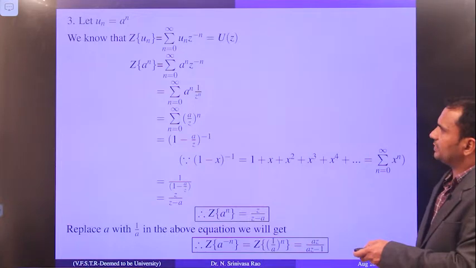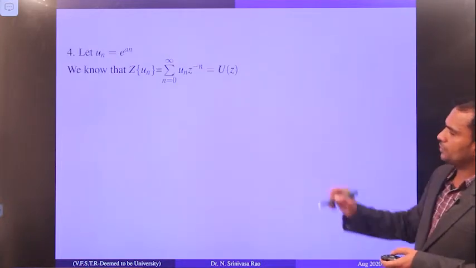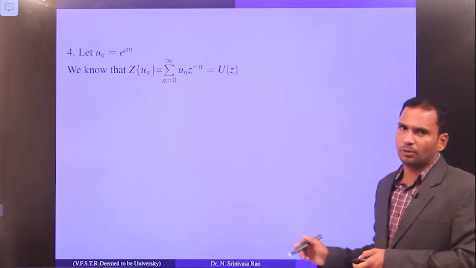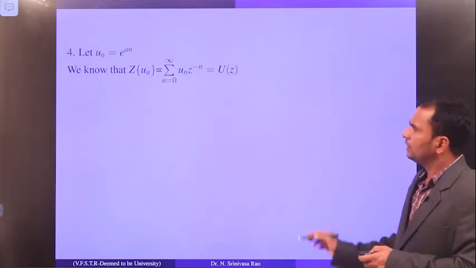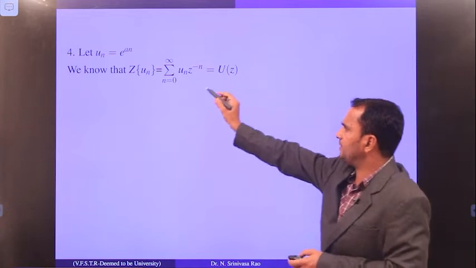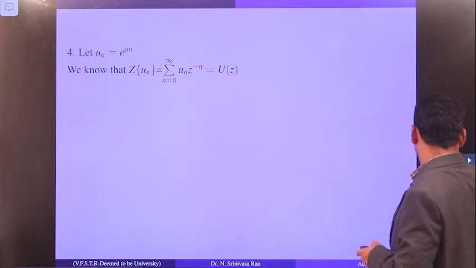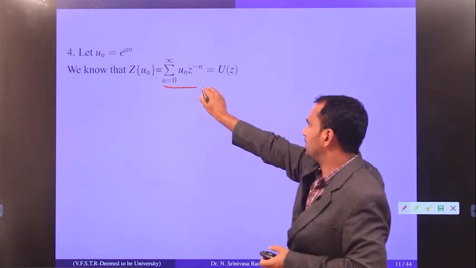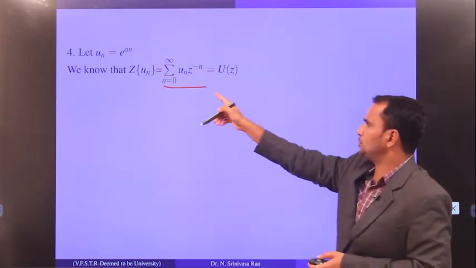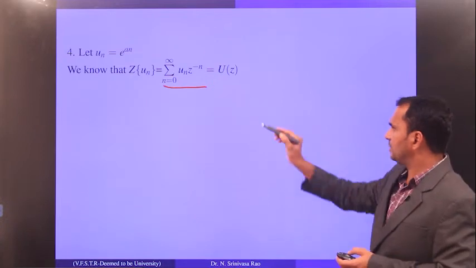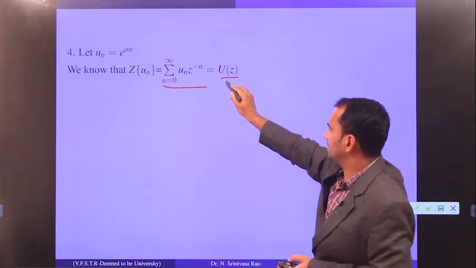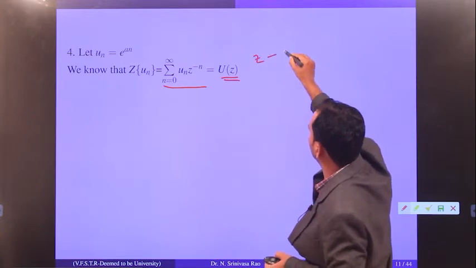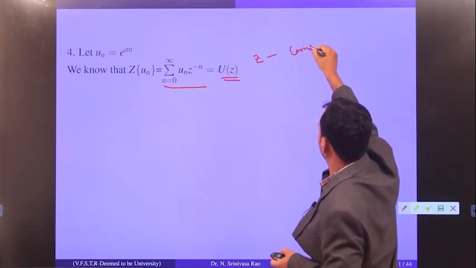Okay, so look at another one. Let u_n be e^(an). How do we find the z transform of this sequence? We are finding it again and again by using the definition of the z transform. The definition is the sum from n equals 0 to infinity of u_n times z to the power minus n. The output is U(z), where z represents a complex number, as I already told you.